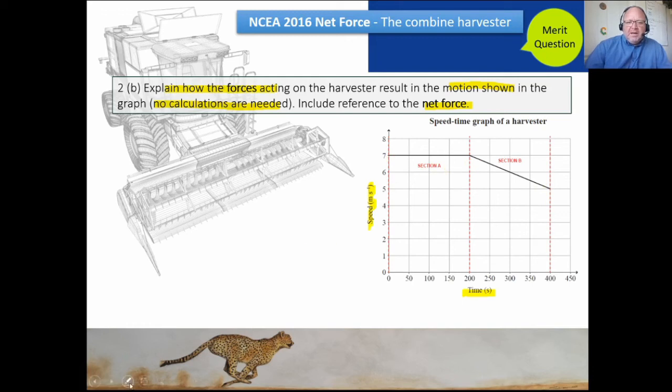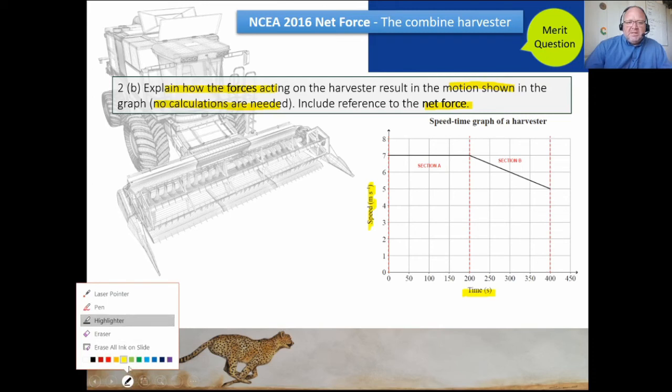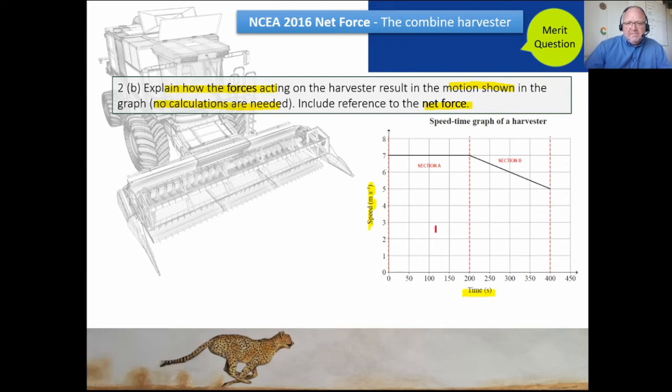Alright, welcome back. So in section A, this one over here, we start at 7 meters every second. When we end at 200 seconds, what's our speed then? It is still at 7. What do we call that? We call that constant speed because it's a flat line. Alrighty? It's a constant speed.